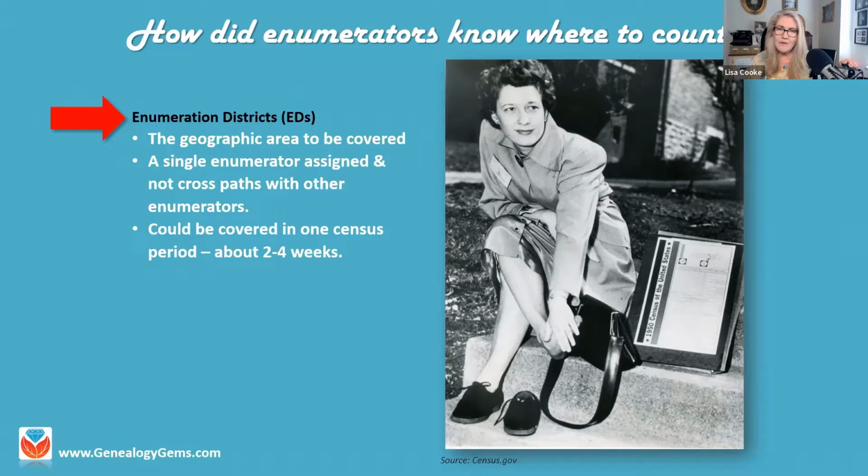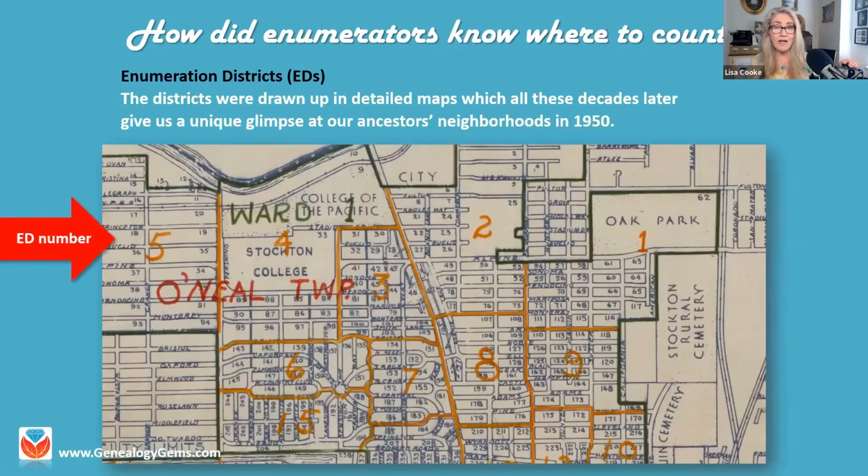And another thing about an enumeration district is the reason why they are the size they are is because it was designed for one person, one enumerator, to be able to cover that area in the 2 to 4 weeks that they had assigned to do the work. So it's all very strategic, and this is what the enumeration district map may look like.